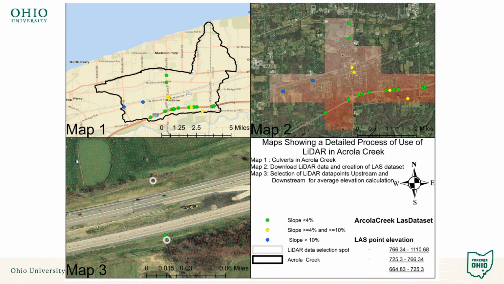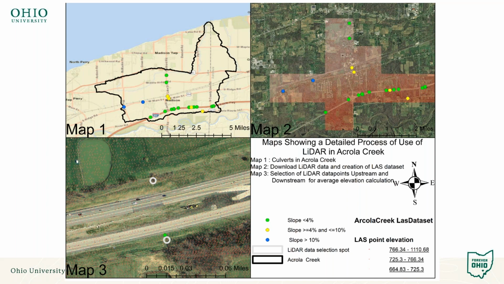So I'm just showing this a little bit more zoomed in. This is for Acrola Creek up in Northeast Ohio. First, in the top left, you can see the HUC 12. And then in map 2 on the upper right, you can see the LiDAR tiles that are downloaded for that area to be able to analyze the slope of each of those.